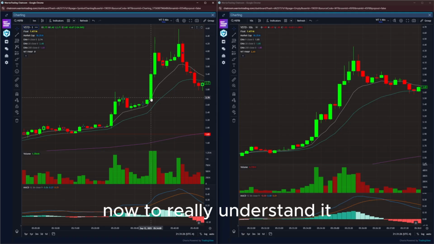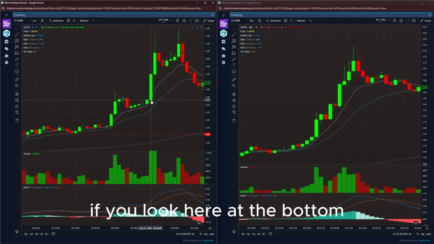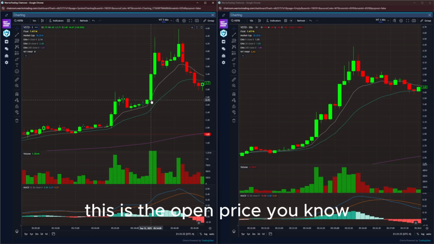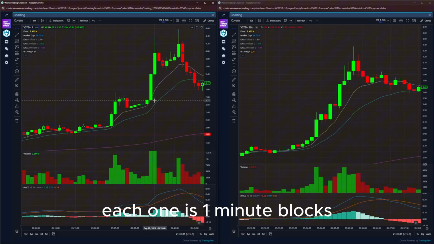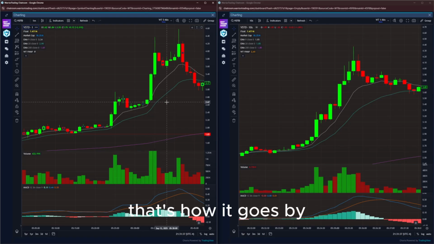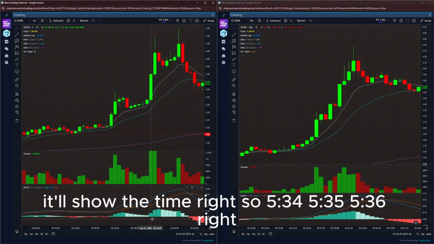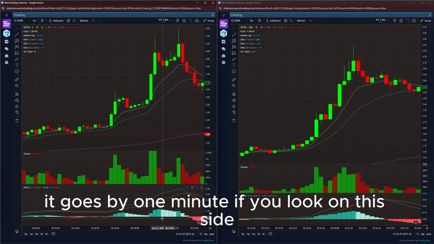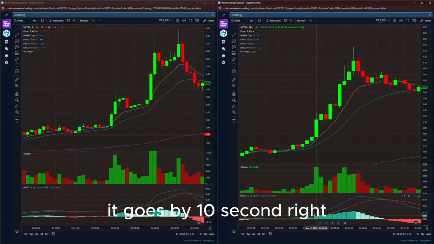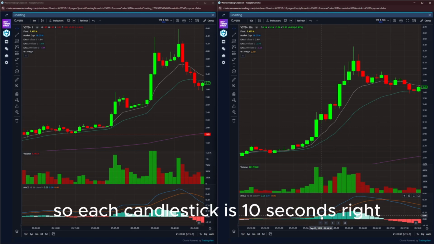Now, to really understand it, if you look here at the bottom, this is the open price. Each one is 1 minute blocks. If you look at the very bottom, it shows the time: 5:34, 5:35, 5:36. It goes by 1 minute. If you look on this side, it goes by 10 seconds, so each candlestick is 10 seconds.